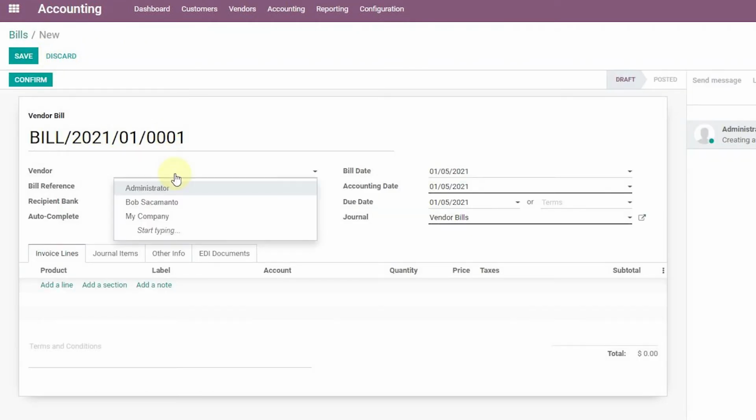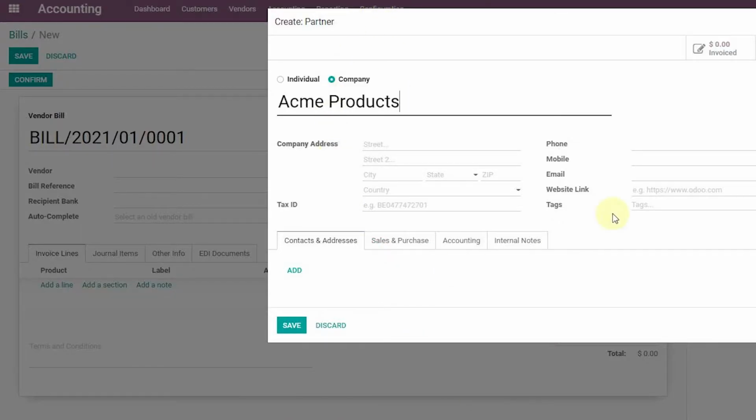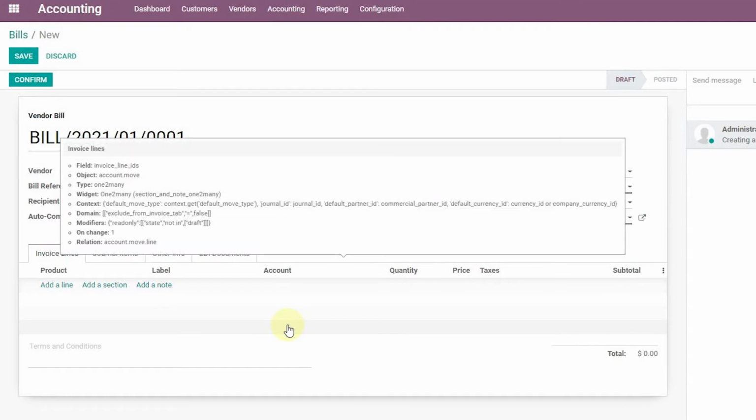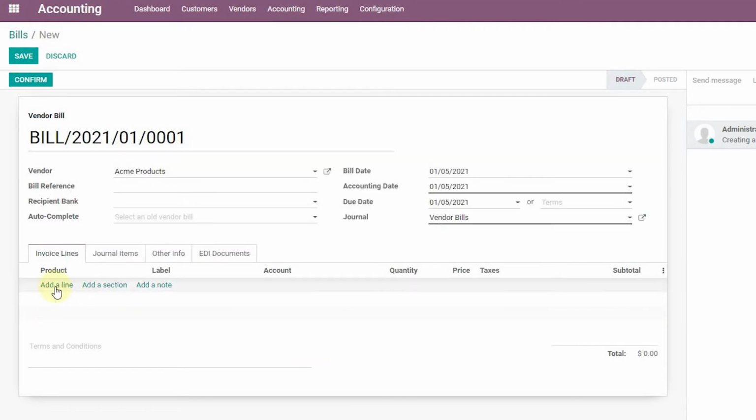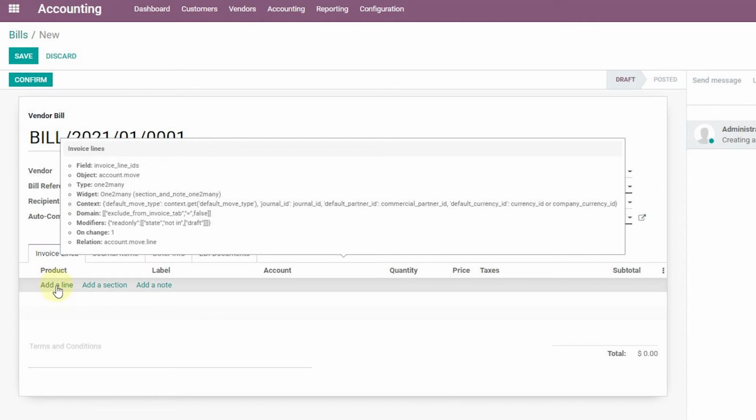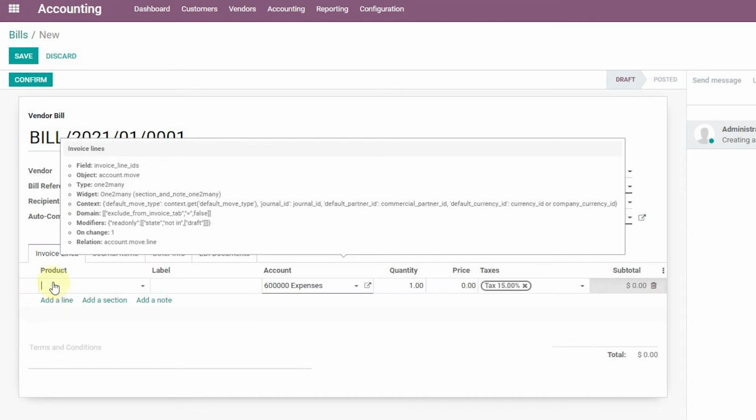And now we are specifying the vendor. I'm just going to say Acme Products like that, and we will create and edit. Just like before, we don't have to fill in any of this to continue for the purposes of accounting. We'll come down here to our product. Just to keep things kind of simple, we're going to order something different. So we're going to say office chair. It could be anything that you would purchase for your company, for your business.